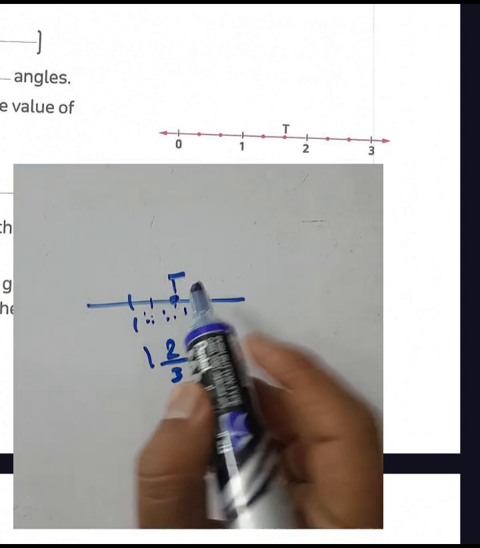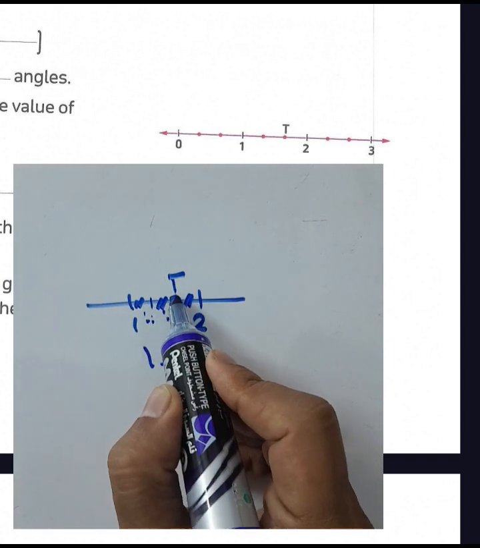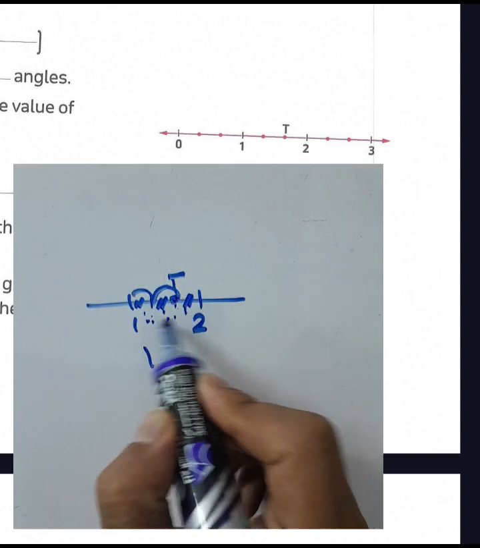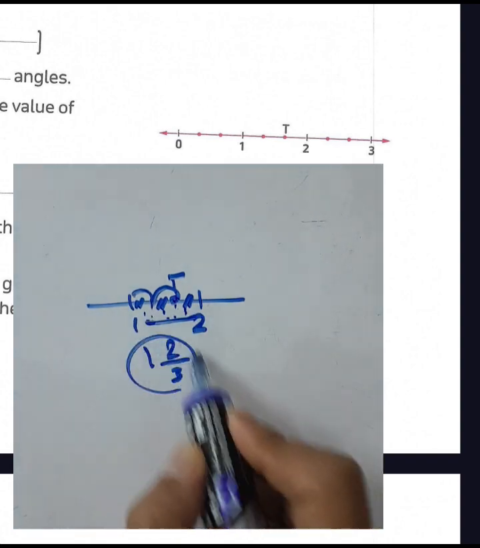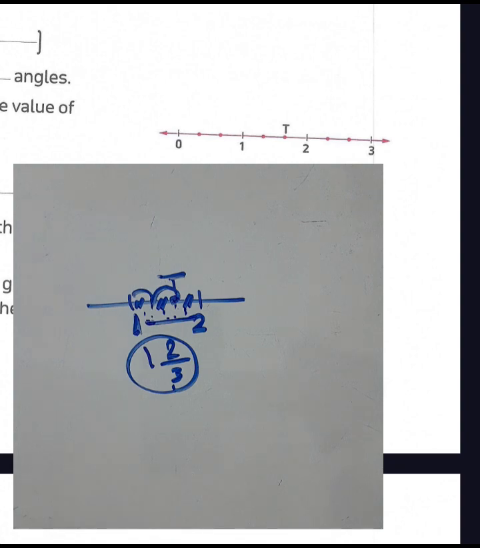Okay, again we have divided this part into 3 parts, and this part, 2 from 3 parts. Then the value of t will be 1 and 2/3.